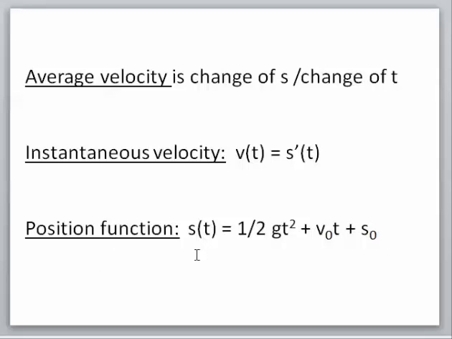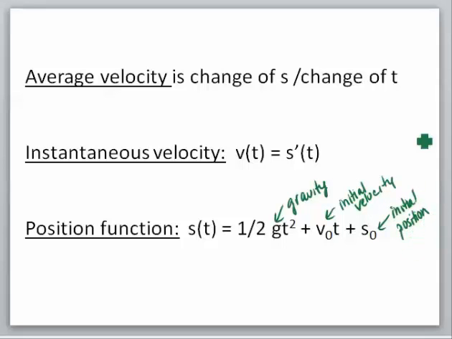Any position function can be written as s of t equals 1/2 g, the gravitational pull, t squared plus v sub 0 t, this is the initial velocity, and then s of 0 is the initial position. And I'll come back to this slide in the second video as well to explain these a little bit more.